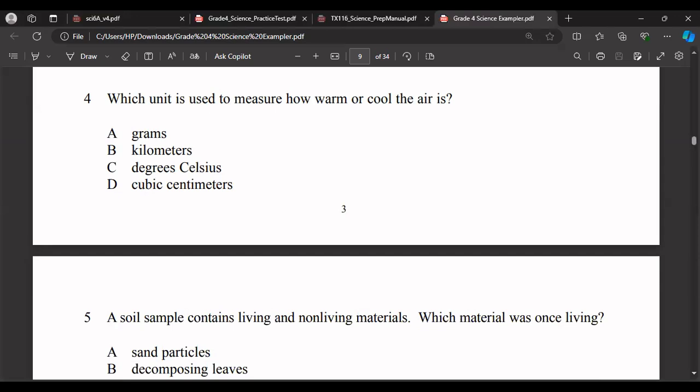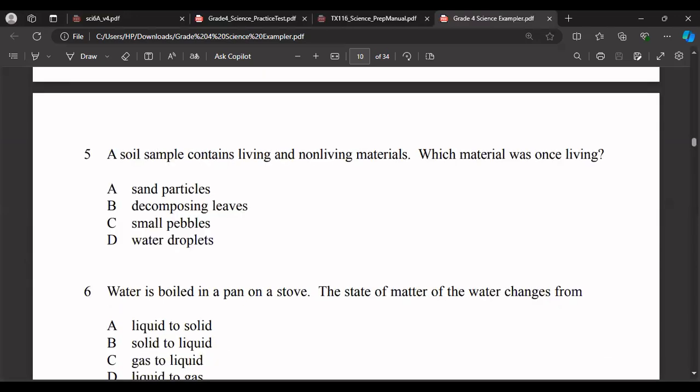Now, question number 4. Which unit is used to measure how warm or cold it is? C. That is temperature, right? It's Celsius, correct. It's named after a scientist. Somebody's name used to be Celsius. And you still have persons who answer that name, Celsius. That's the name of a person.